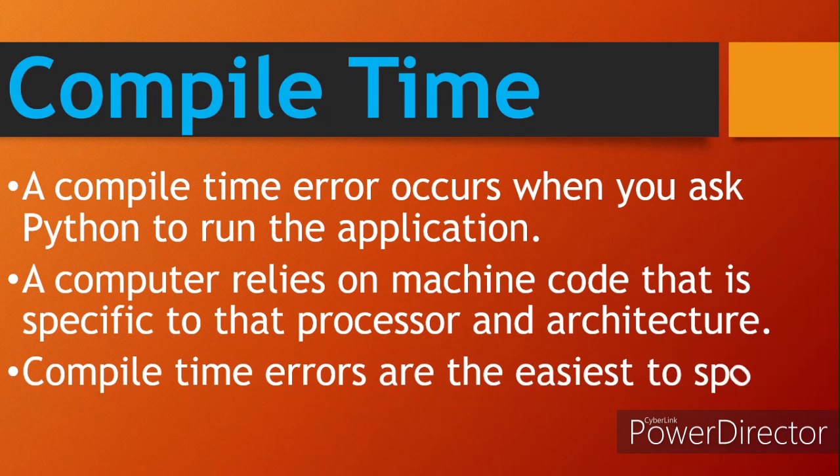Fortunately, compile time errors are the easiest to spot and fix. Because the application won't run with a compile time error in place, the user never sees this error category. You fix this sort of error as you write your code.